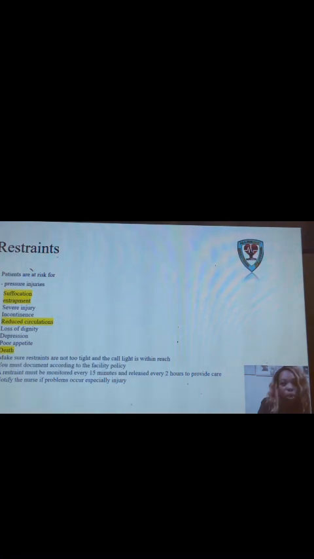So you want to look out for suffocation, entrapment. Make sure you're monitoring them every 15 minutes and releasing those restraints every 2 hours in order to take care of their needs. Whether it's their toileting needs, whether they need hydration, feeding, you want to make sure that you're providing care for them when you release those restraints.